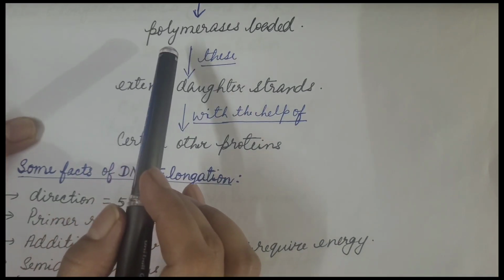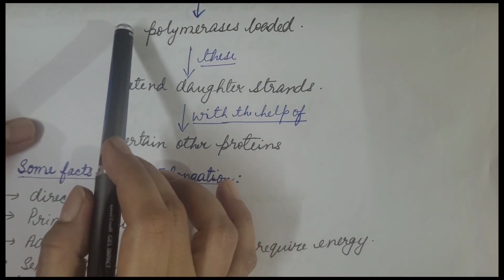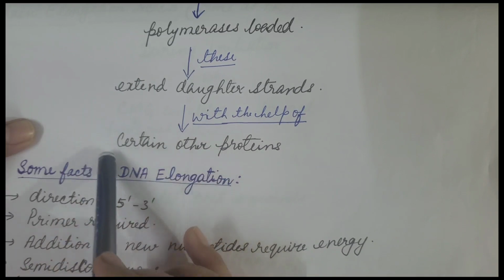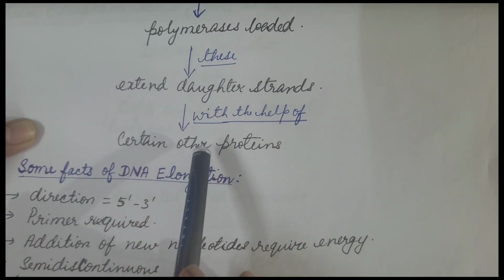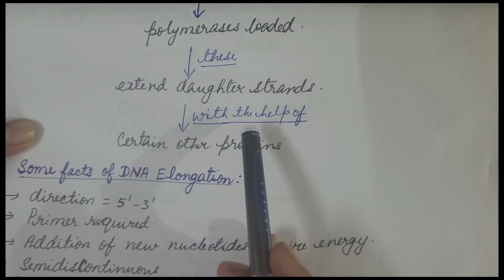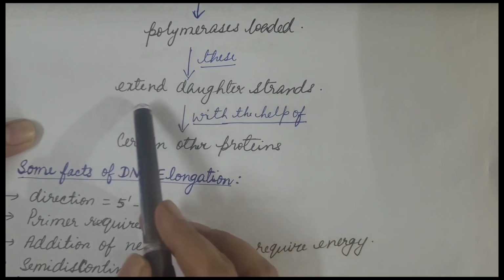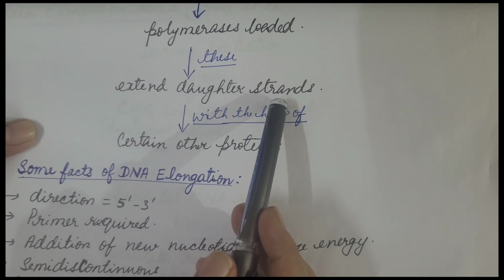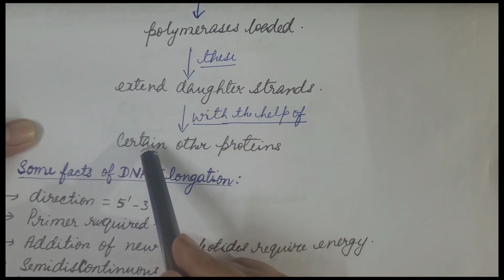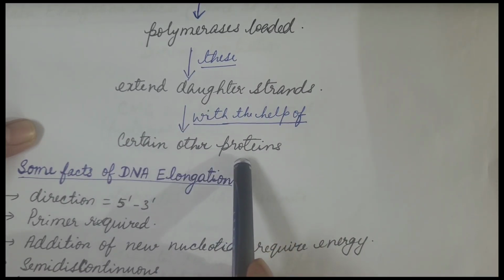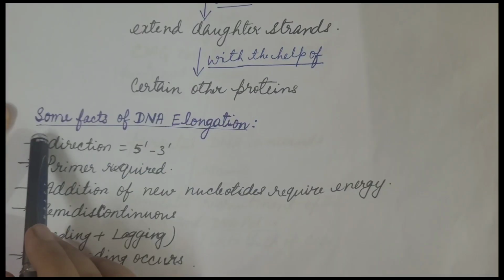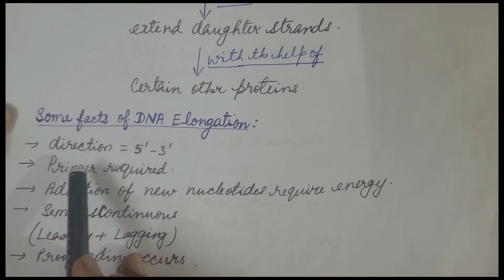So in this video, in the elongation step, we will discuss in detail how the polymerases are loaded and how the extension of the daughter strands takes place, or how the elongation occurs, and what are the other proteins that are involved in this step. Some of the facts of DNA elongation.